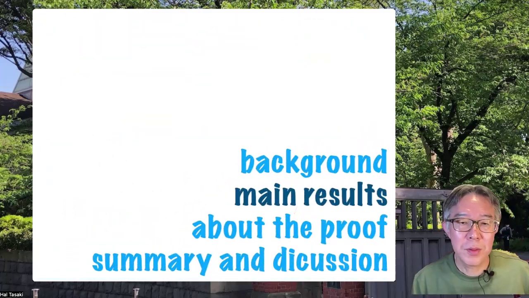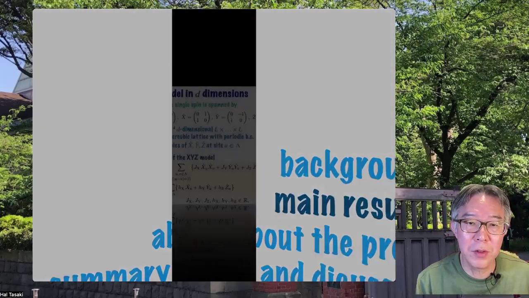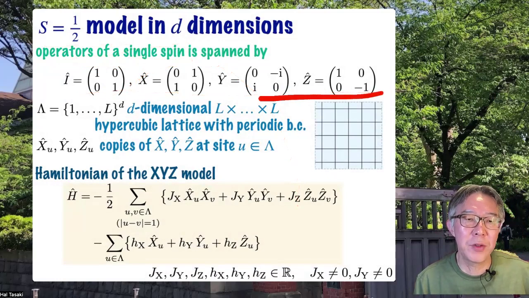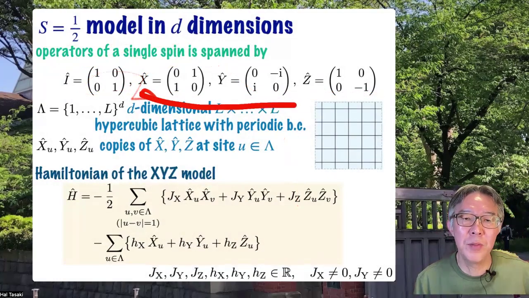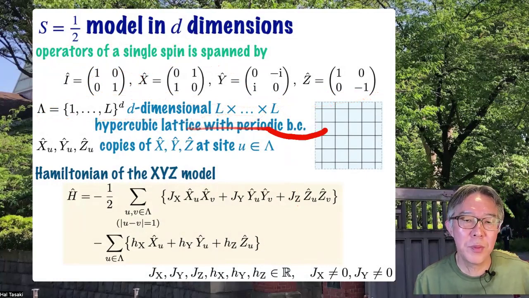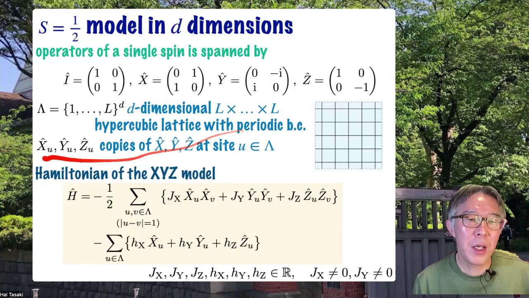Okay, now let me move on to our main results. So I consider a spin 1/2 model in D dimensions. First, I note that operators of a single spin are spanned by these four matrices, the identity and the three Pauli matrices. Now I consider a spin system on lattice Λ, which is the D-dimensional L by L hypercubic lattice with periodic boundary condition. And by X_u, Y_u, Z_u, I denote the copies of these Pauli matrices at site u.